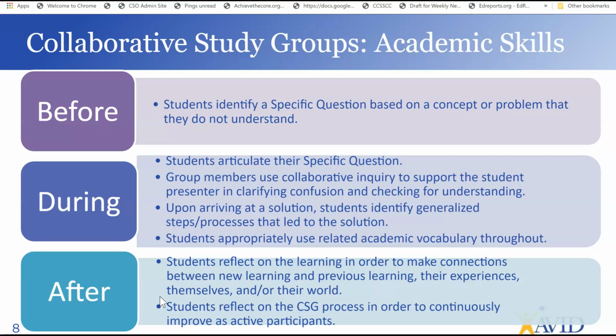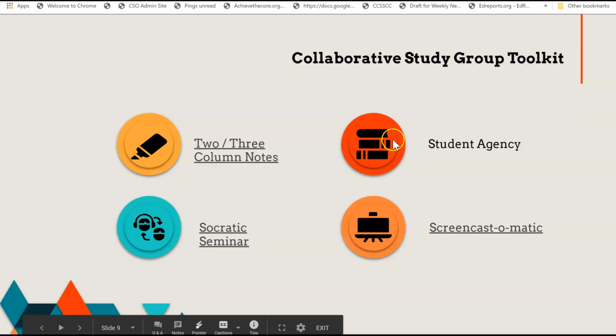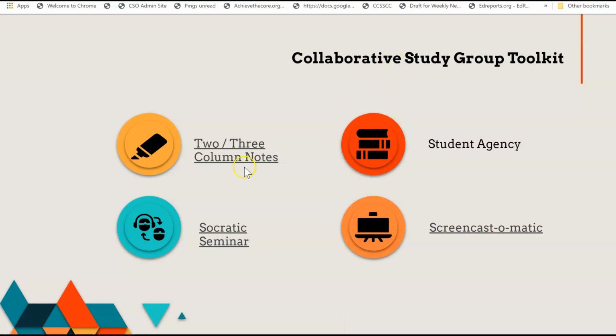And like I said, there's excellent sentence starters that you can contact me. You can look up, but I have where students get those little prompts so that they are able to have good collaboration. And so here are some resources linked that you also might find helpful when you are trying to do these collaborative study groups in your classrooms.